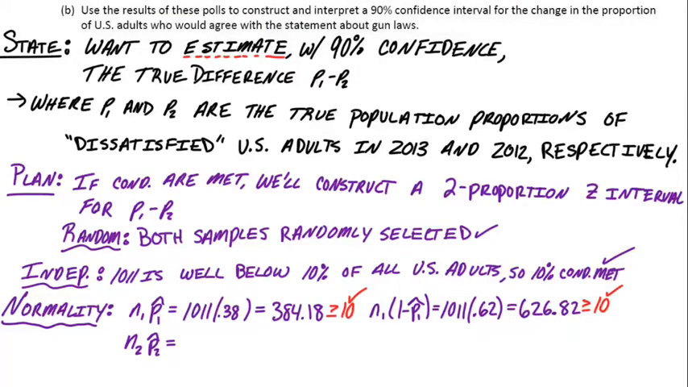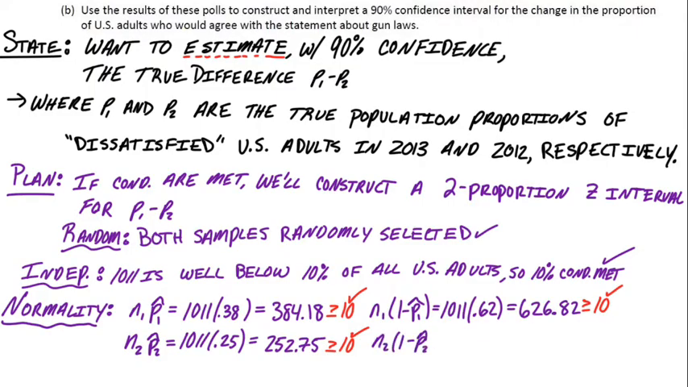Okay, we got to do this for the other sample as well. So for N2 and P hat 2, well, the sample size is still 1,011. And then P hat 2 would have been 0.25. So that puts us at 252.75, which is at least 10. So that one's all good.